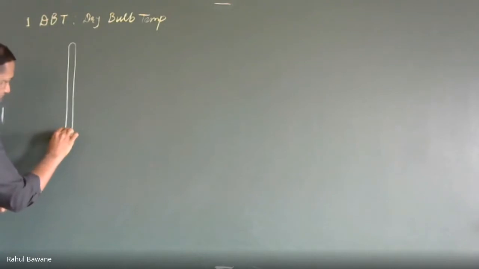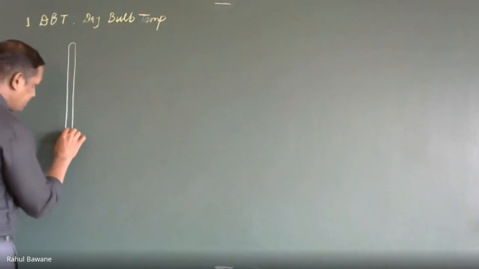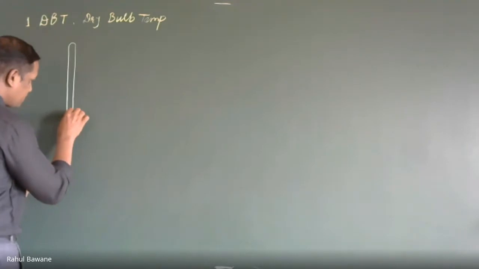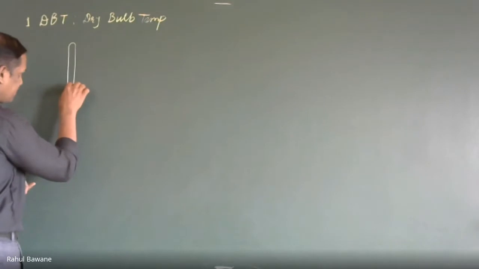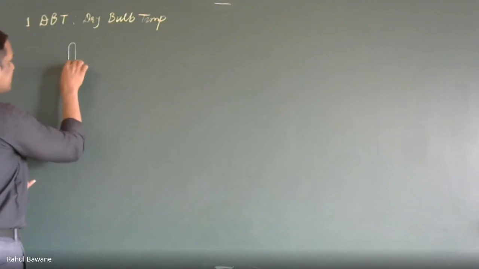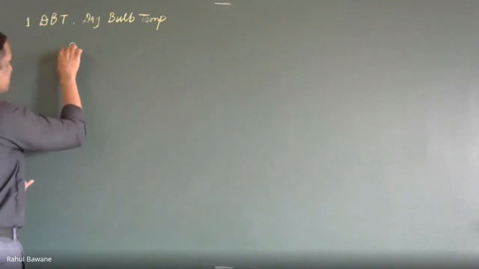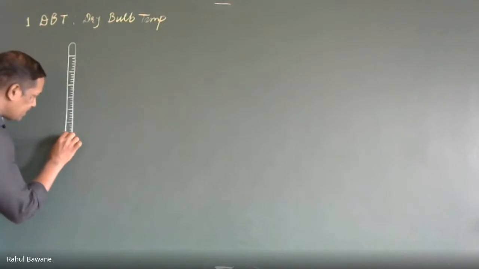So this is a mercury thermometer. We know that at the end of a mercury thermometer there is a bulb. And this mercury thermometer is calibrated in terms of a scale of temperatures. So if you calibrate this in Fahrenheit, it will show the temperature in Fahrenheit. If you calibrate in Celsius, it will show the temperature in Celsius. And in this thermometer, we observe that there is mercury filled in this bulb.